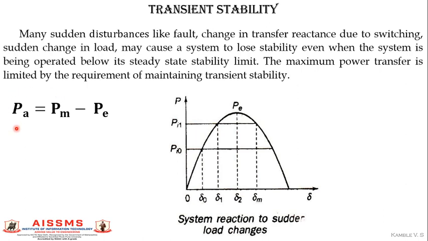As PA has a positive value, the rotor will accelerate, and due to acceleration there will be a further increase in the angle delta, and due to the further increase in the angle delta, the acceleration power will again go on increasing, and it will move out of synchronism. So I will say delta M is the maximum angle up to which transient stability can be achieved. That delta M is more than 90 degrees. So this is the difference between steady state stability and transient stability.